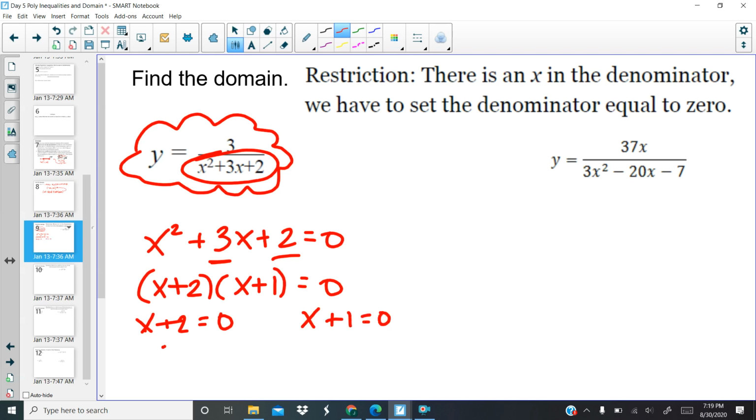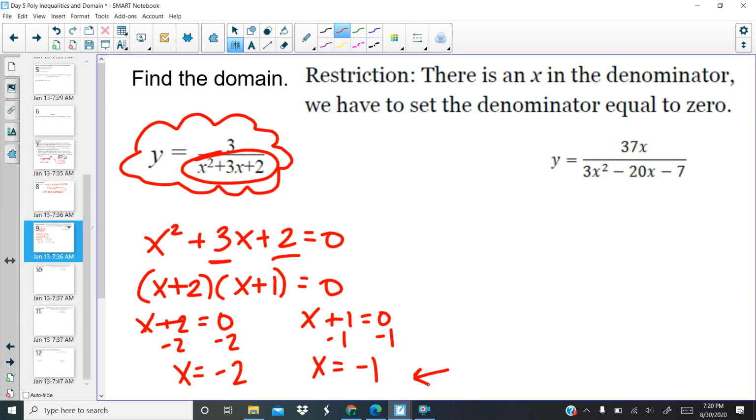So x plus 2 equals 0. You would subtract 2 from both sides, and x is going to equal negative 2. Same thing on the other one. Subtract 1 from both sides and x equals negative 1. So remember that these are the numbers you cannot use. So we've solved so far setting the denominator equal to 0.